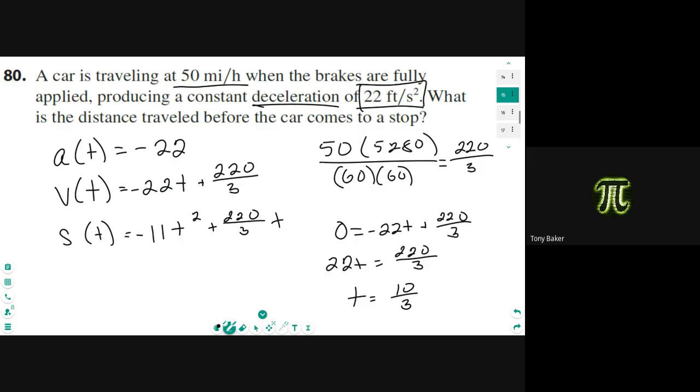I reduced my fraction. That's the time, how long it takes the car to stop. Correct. We're not done. One more step: I then put that into S, because that's going to tell me how far it traveled.